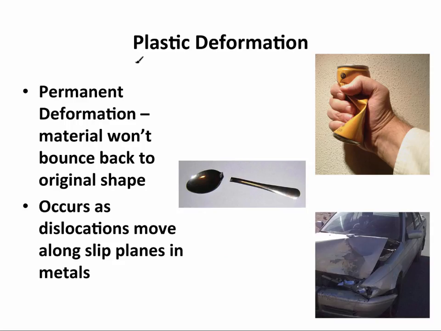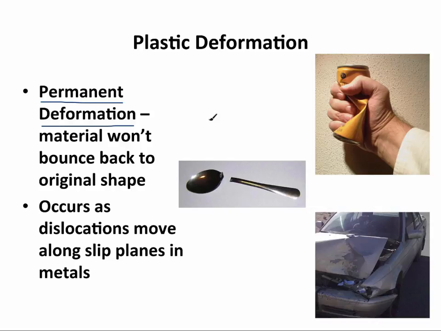So a little bit about plastic deformation. Plastic deformation is permanent deformation. It means that the material won't ever bounce back or return to its original shape. Plastic deformation occurs as dislocations move along slip planes in metals. Plastic deformation happens all the time.